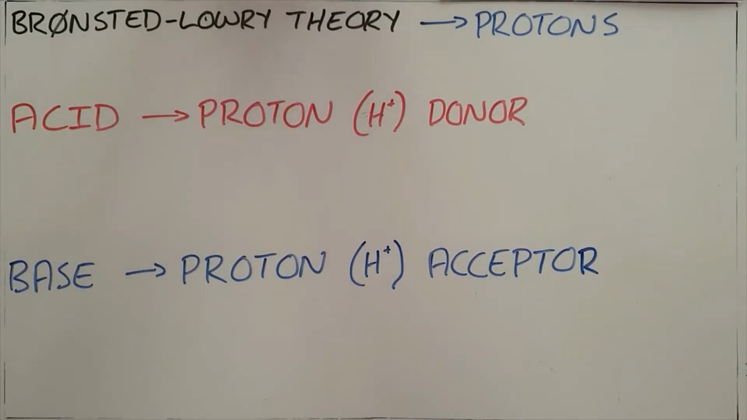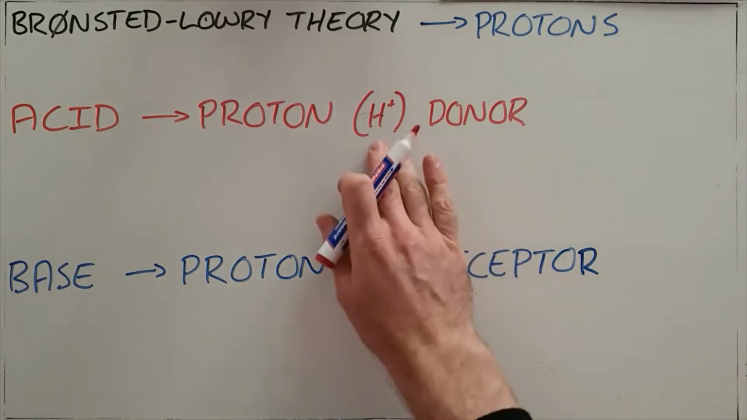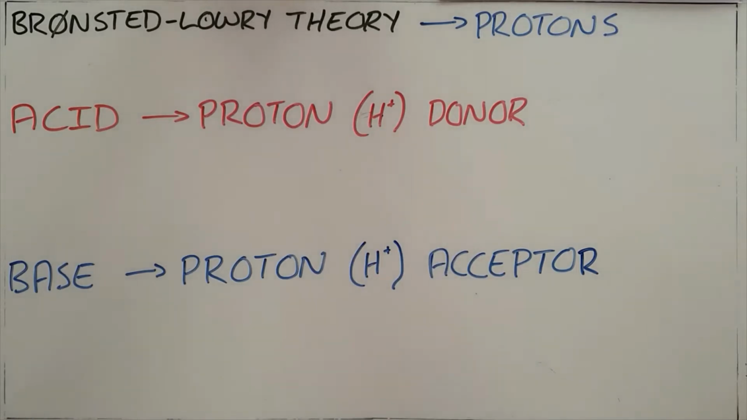The Bronsted-Lowry theory of acids and bases relates specifically to the transfer of protons. The main advantage that this theory has over the Arrhenius theory is that these reactions do not necessarily have to happen in the presence of water. By the Bronsted-Lowry theory, an acid is a proton donor. When we speak about a proton here, we are speaking about a hydrogen ion.